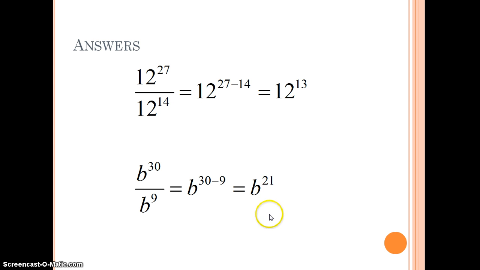So here are your solutions. 12 to the 17 minus 14 will give you 12 to the 13th power. B to the 30th minus 9 will give you B to the 21st power. Yes, sometimes you're going to have a negative answer, but we will deal with that in a later lesson.